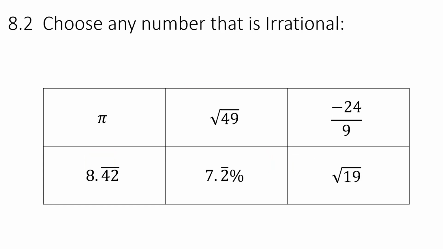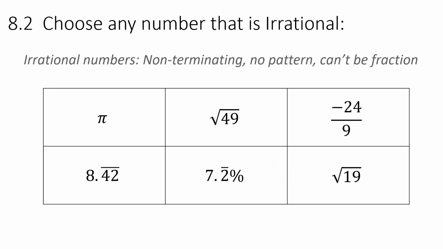Now, what you can do is I'll have the problem up. You can pause it, try working it out, and then watch the rest. So we have irrational numbers are non-terminating, no pattern, and can't be a fraction. The only two that cannot turn into fractions are these two. Square root of 49, 7. You could think of 7. It's a terminating decimal. You could write it as 14 over 2. So everything else can be expressed as a fraction.